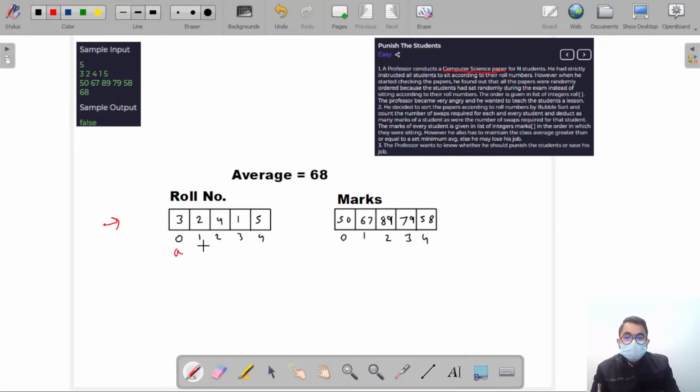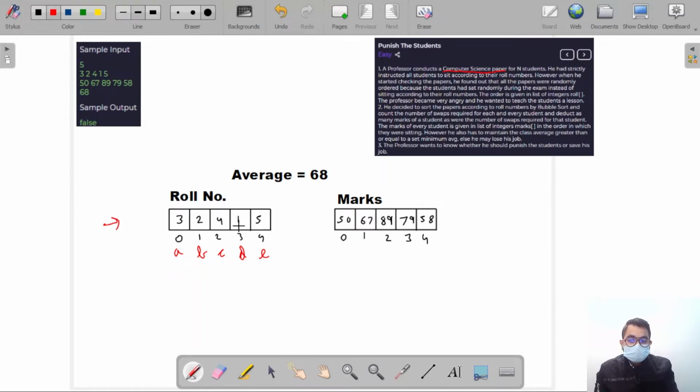For roll number 2 he needs to swap some b times. For roll number 4 he needs to swap c times. For roll number 1 he needs to swap d times. Roll number 5, e times. So let's say this many swaps he needed to arrange all the papers according to roll number when using the bubble sort algorithm. Now he has this many swaps for each student, each roll number.